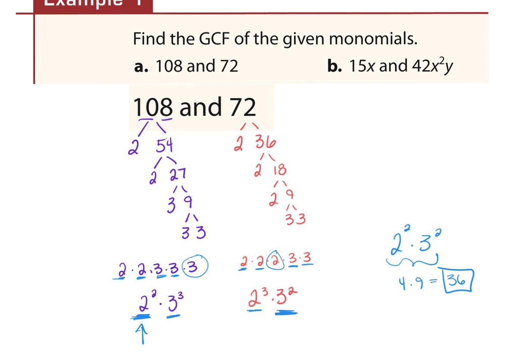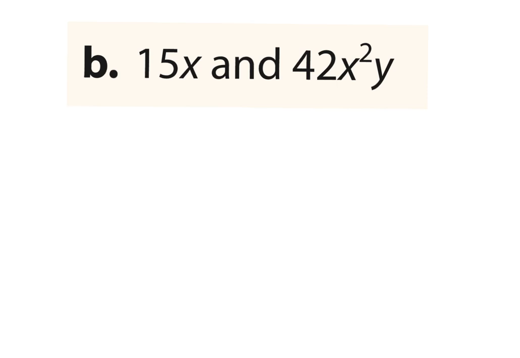The next one throws in variables. We have 15x and 42x squared. Why? Well, 15 is easy. 15 gives me a 3 and a 5. That's actually all I can do. 3 to the first power, 5 to the first power. If I look at 42, 2 and 21, 3 and 7. So this is going to be 2 times 3 times 7. They only have one thing in common, right? They have a 3 in common, a 3 to the first power to be specific, all right? The 5 is not in common, the 2 is not in common, the 7 is not in common. So of the numbers, they have a 3 in common.